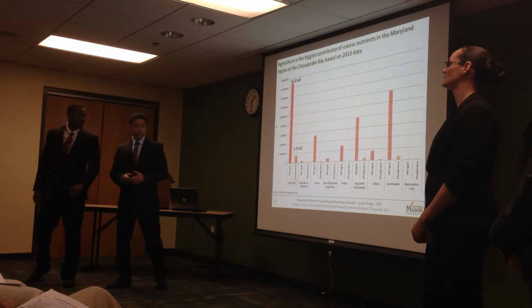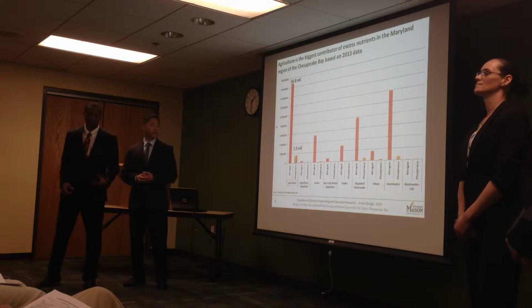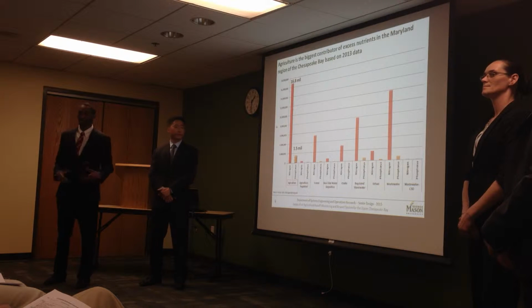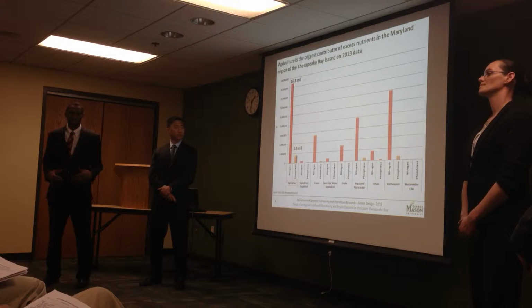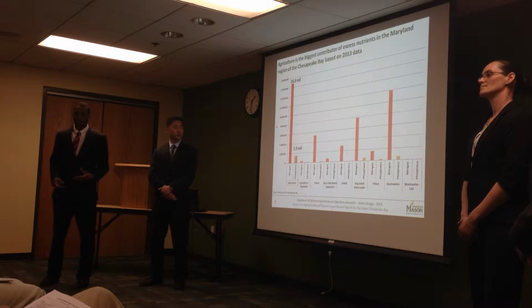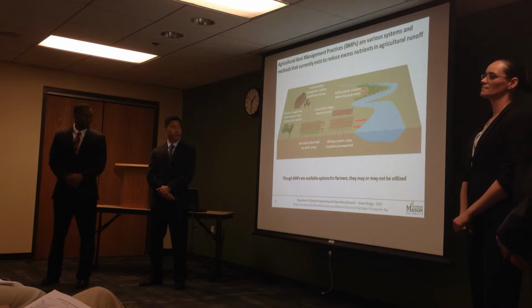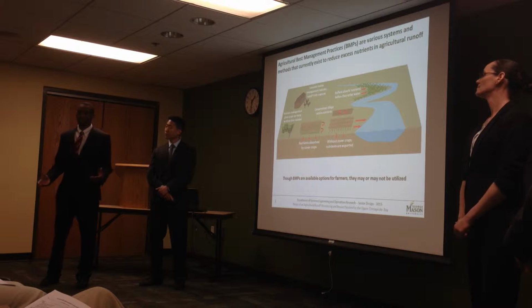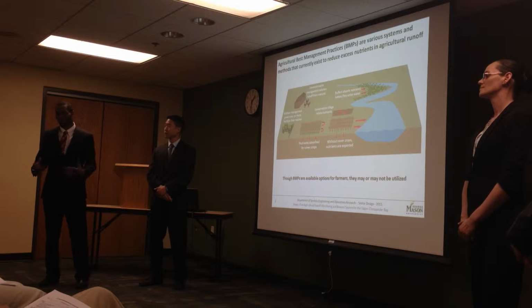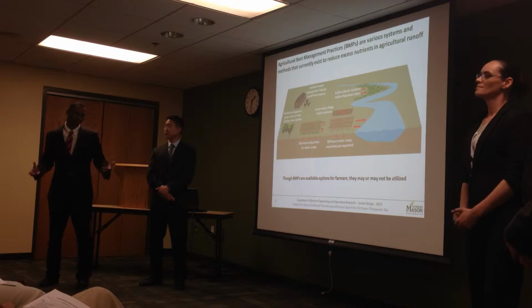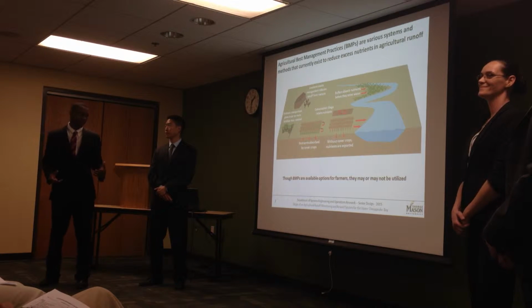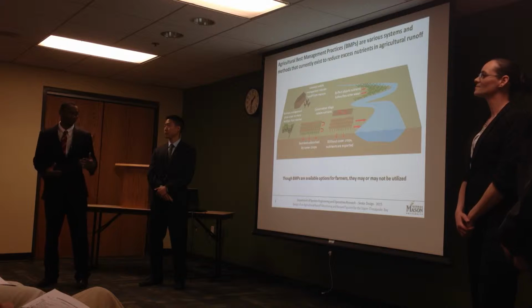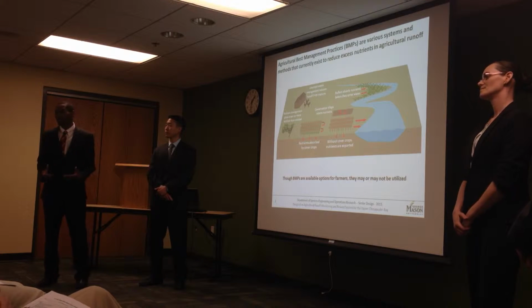The Chesapeake Bay Foundation did a study to identify the biggest contributors of excess nitrogen and phosphorus in the bay. Based on 2013 data, the biggest contributor in the Maryland region has been agriculture. So what can farmers do? Farmers can adopt BMPs, or best management practices. Such BMPs include cover crops, buffer zones, waste management systems, and so forth. But though BMPs are available options for farmers, they may or may not be utilized.